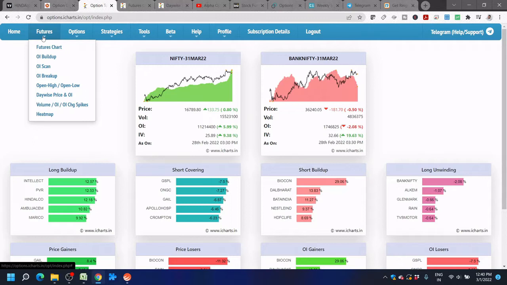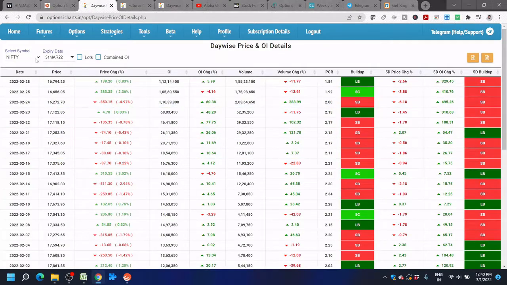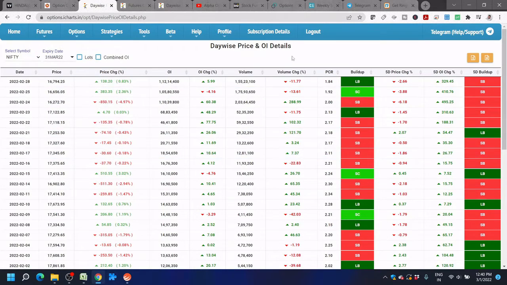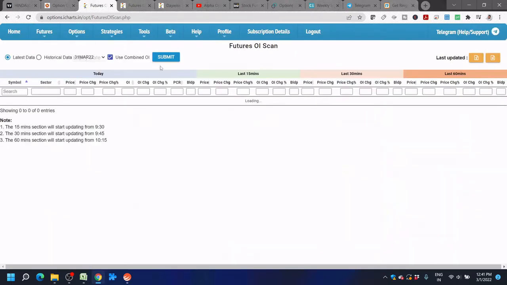So what we need to do is go to futures, day wise price and open interest. Here I'm able to see all the stocks which are listed in futures. I can look at the overall build up happening on open interest, how the 5 day build up is and all. But this is a second step. What we need to do right now is just go to OI scan.